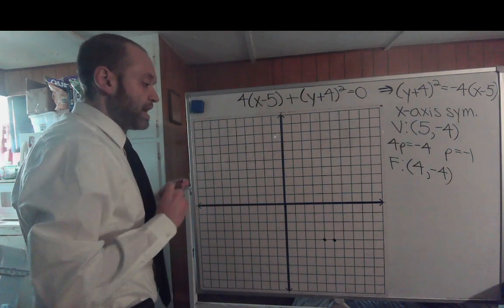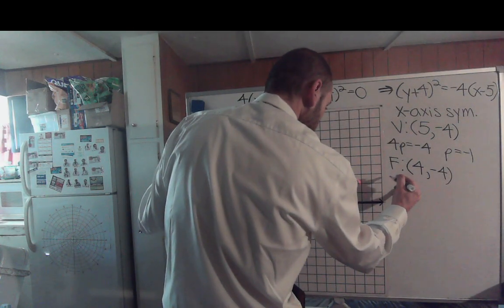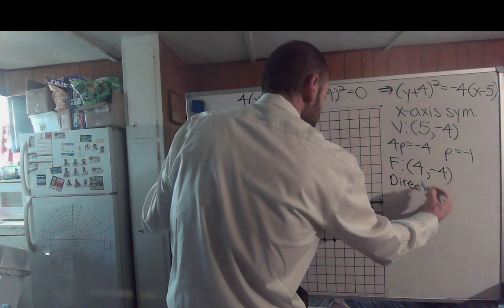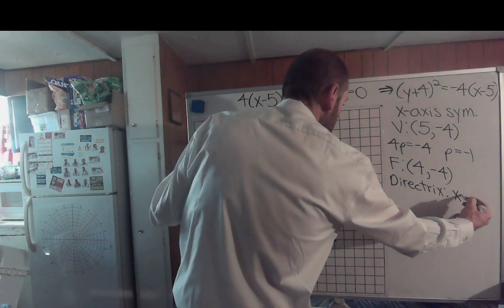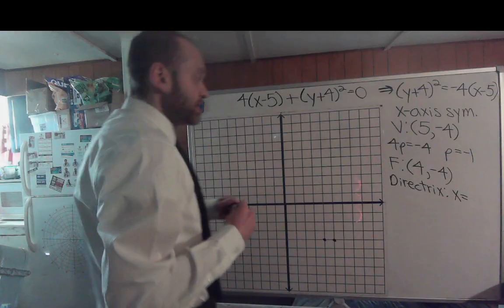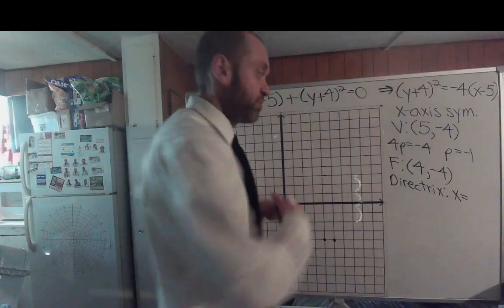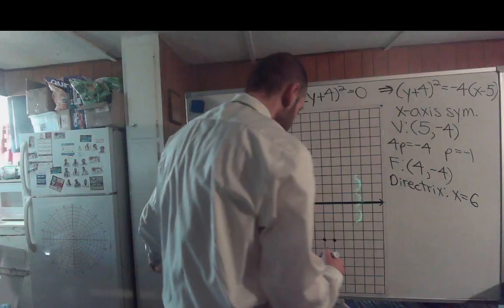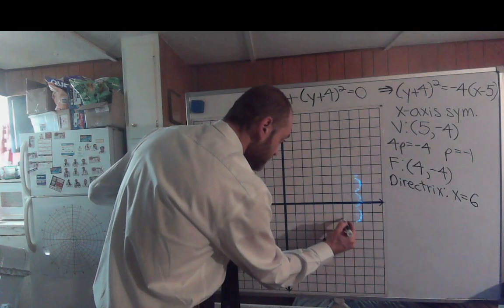Now, what about the directrix? Well, x-axis symmetry means it's going to be in the form of x equals a number. So if I take that 5 minus negative 1, I would get 5 plus 1, which would give me the directrix is the line x equals 6. So here's going to be my directrix.